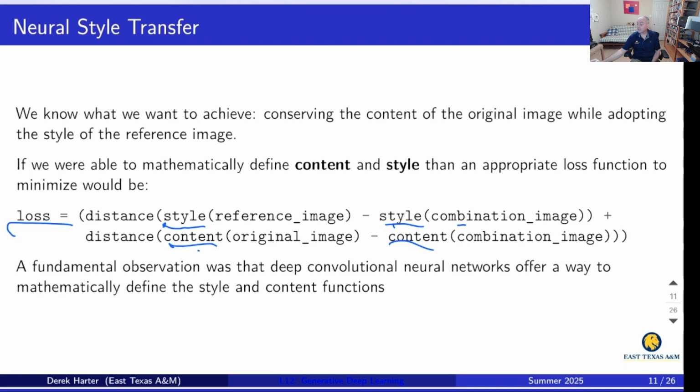So the fundamental observation of applying deep networks to this, and again we're going to be using convolutional networks, is that they offer a way to mathematically define a style and content measurement that we can use for a loss function.